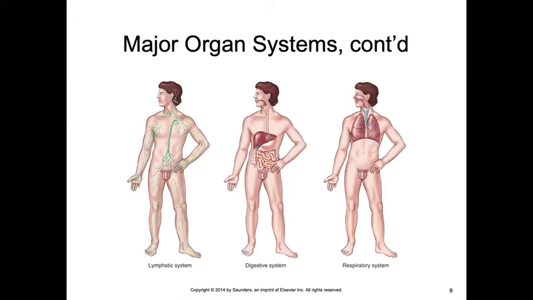Okay. Next set of systems. On the left is the lymphatic system. It's made up of the lymph nodes, the lymphatic vessels, the spleen, the tonsils, and the thymus.